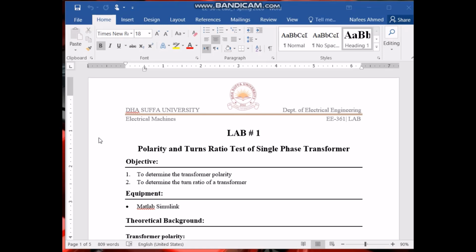This is Electrical Machines Lab. Today we are going to perform lab number 1. We will look at how we can determine the polarity and turns ratio of a transformer in Matlab Simulink.